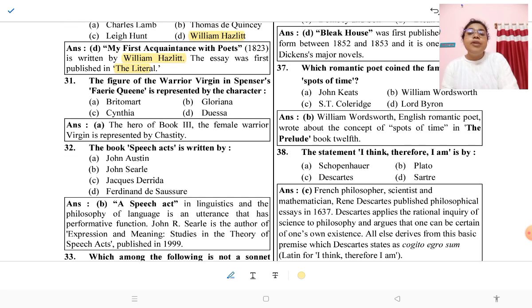Then, the figure of the warrior virgin in Spenser's Faerie Queene is represented by the character Britomart. The hero of Book 3, the female warrior virgin, represents Chastity. It is from Spenser's Faerie Queene, and the hero is Britomart.